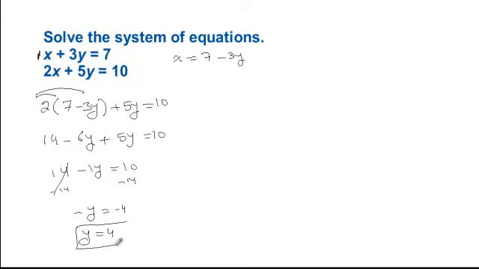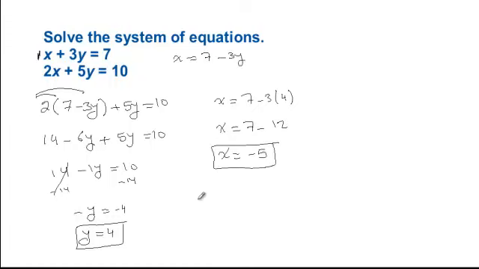After we get y, we already have x in terms of y at the top, which we did at the beginning. So we replace y by 4 in this equation. We get x equals 7 minus 3 times 4, which is 12, so x equals 7 minus 12, which is minus 5. So we got x equals minus 5 and y equals 4, and we put it in an ordered pair: minus 5, 4.